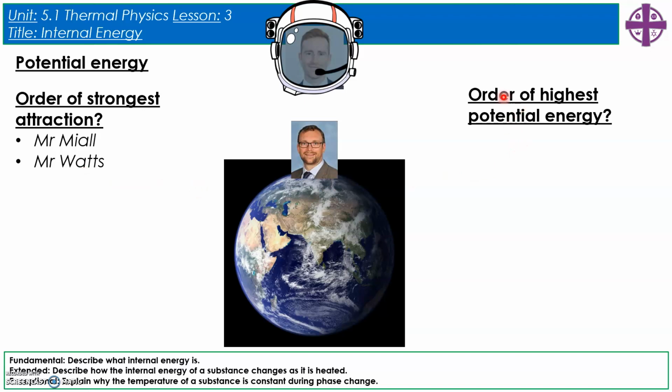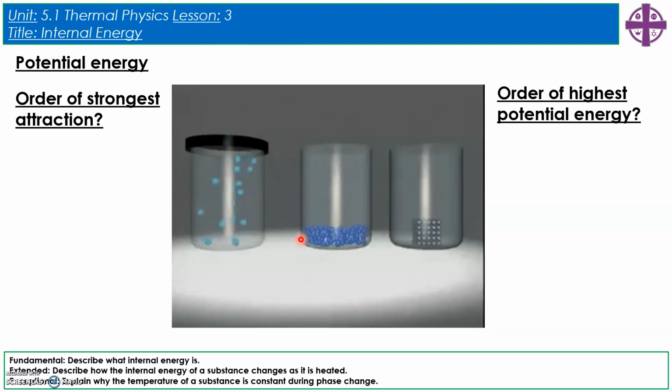However, who's got the highest potential energy? I do. Think about the equation GPE equals mgh. I've got a higher height, so I've got more gravitational potential energy than Mr. Miles does. So I have more potential, Mr. Miles has less potential. Think about that now, relating to the ideas of gases, liquids, and solids.